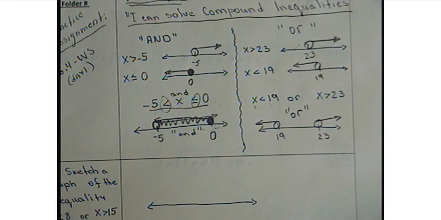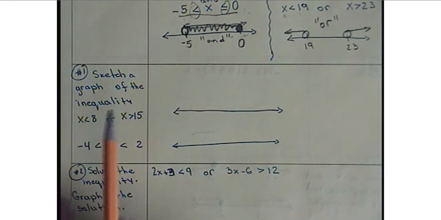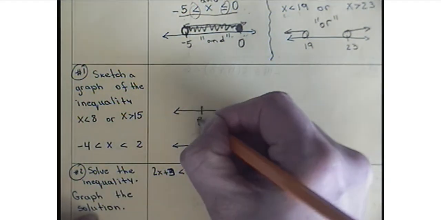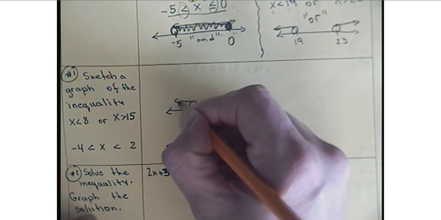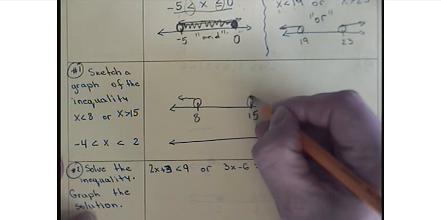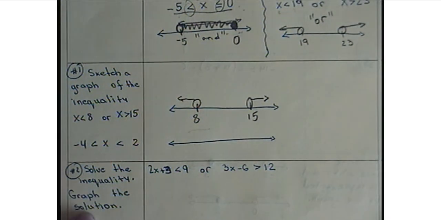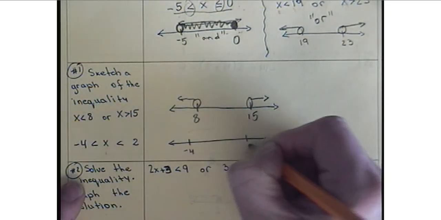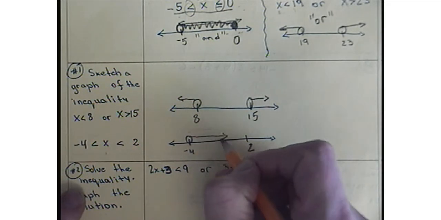So, example number 1. Sketch a graph of the inequality when we have x less than 8 or x greater than 15. So that will be the first one. Again, number 8 is first, then we have 15. x less than 8 will go in this direction, and x greater than 15 will go in this direction. So we just sketched the first graph. We're done. Second graph, x is between -4 and 2. At -4 we have an open circle, x is greater, going in this direction.